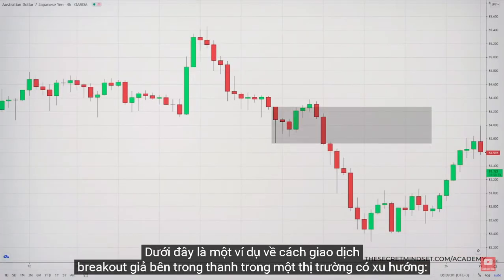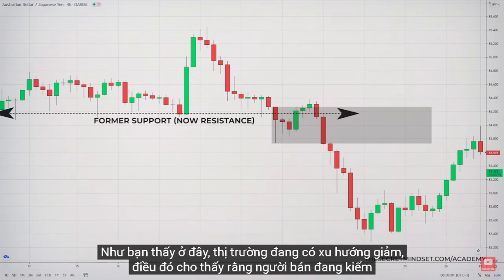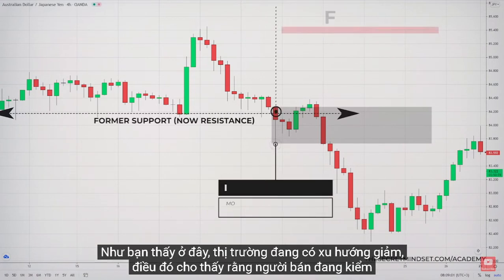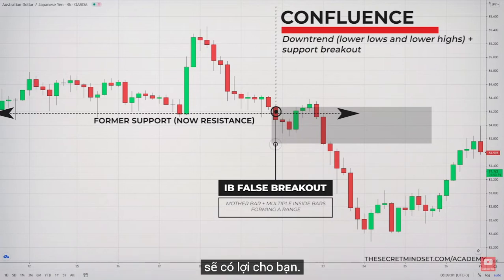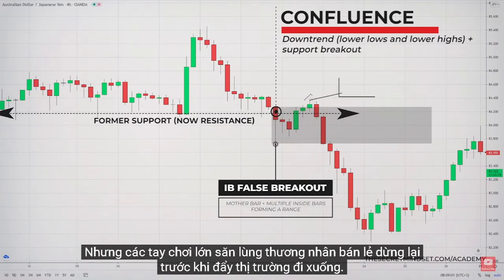Here's an example of how to trade inside bar false breakout in a trending market. As you can see here, the market was trending down. That indicates that sellers are in control of the market. So if you decide to sell the market near the resistance level, the probabilities will be in your favor. But big players want to hunt retail traders' stops before pushing the market to go down, so they push the price upwards to attract new buyers who buy the inside bar breakout.